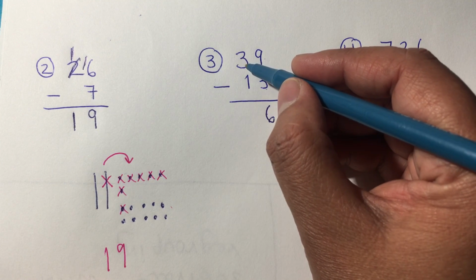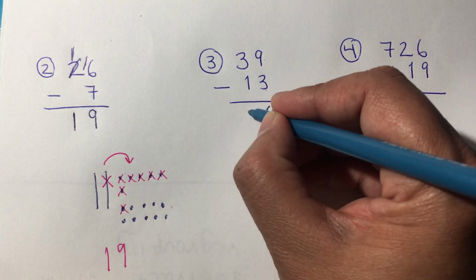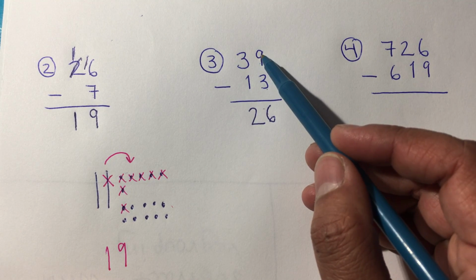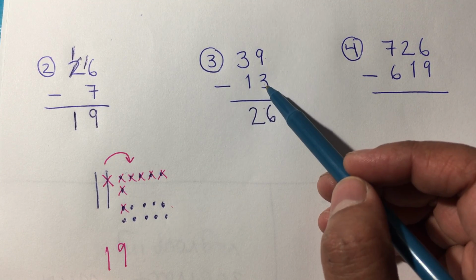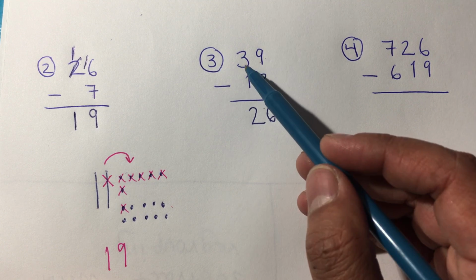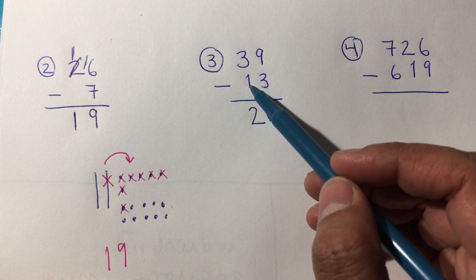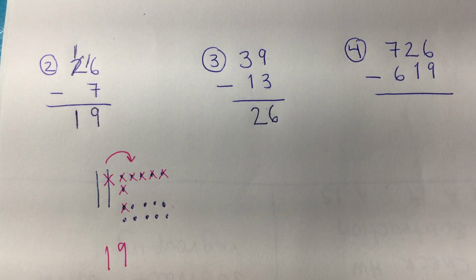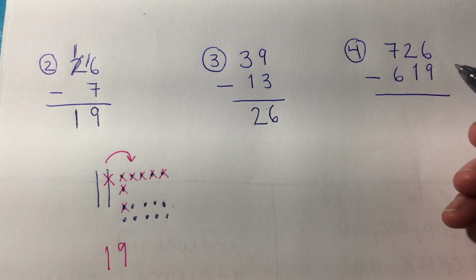Now, for the other one, 3 minus 1 is 2. In here, we didn't have to regroup because the number on top is bigger than the number that we're subtracting. The number on top is bigger than what we're subtracting. Okay, for number 4, I'm not going to do the model. I'm just going to regroup in here.